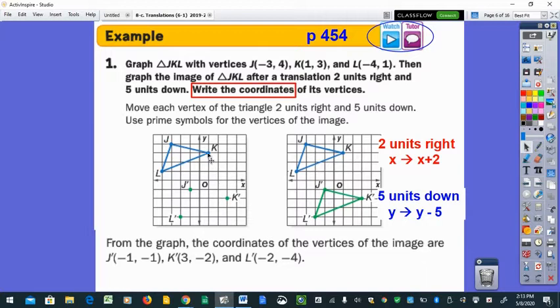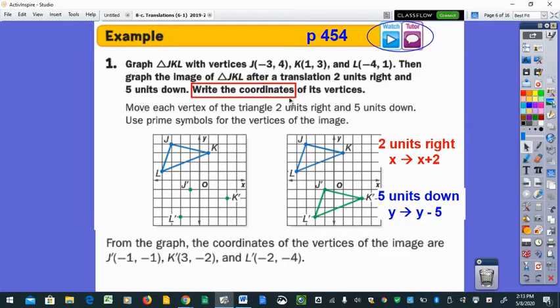So you would take each vertex, each corner point, and you would move each one 2 to the right and 5 down, and there's K prime, 2 to the right and 5 down, and there's J prime, and 2 to the right and 5 down, and there's L prime. Connect them, and there's your image, pre-image and image. So when you have graph paper, it's a counting exercise. But what if you didn't have the graph paper?